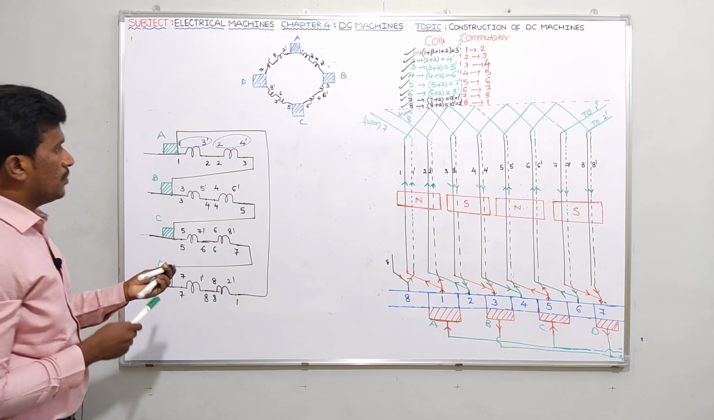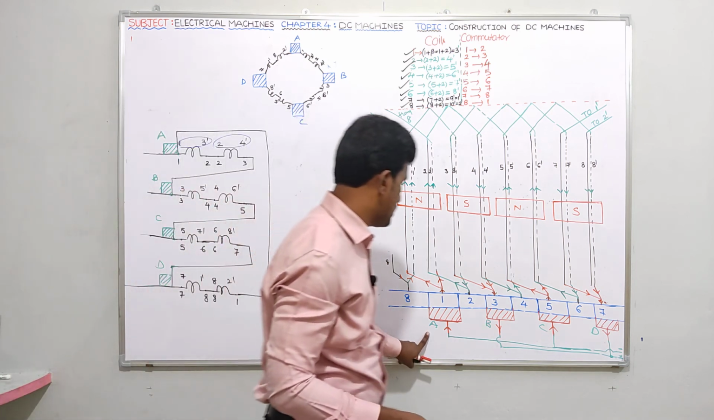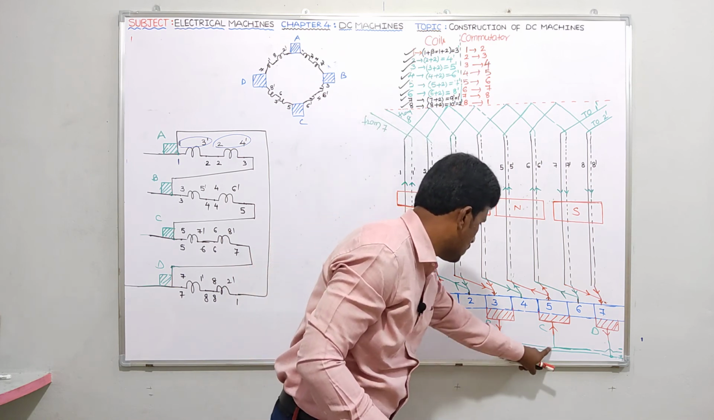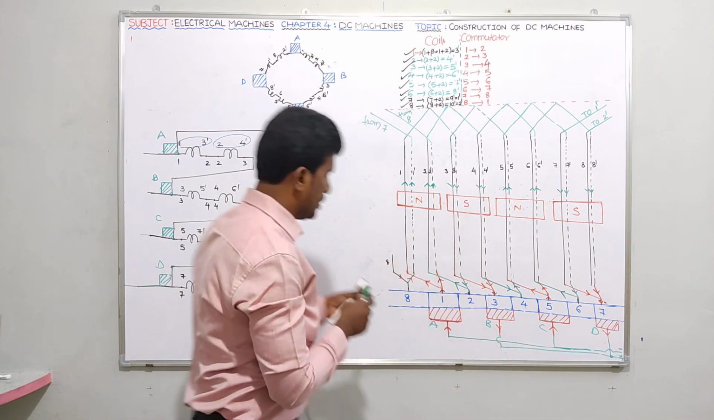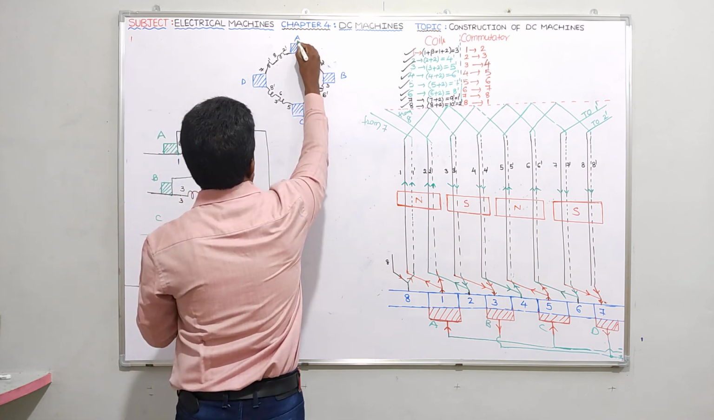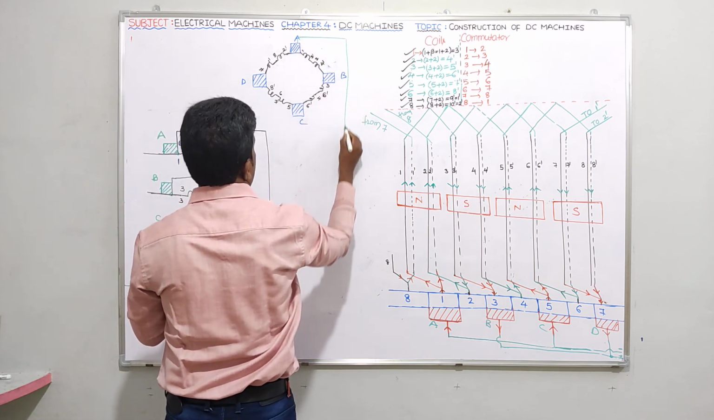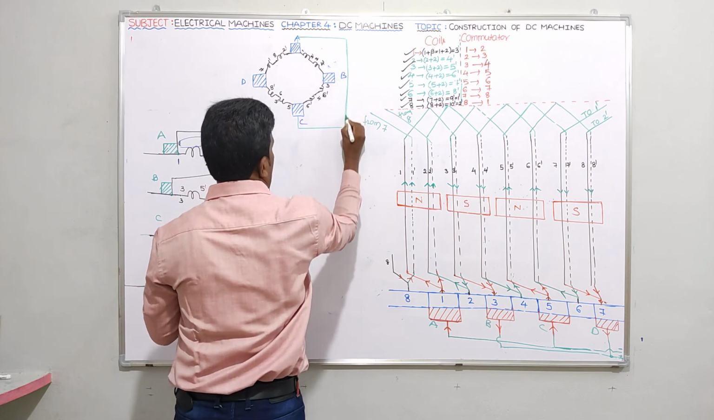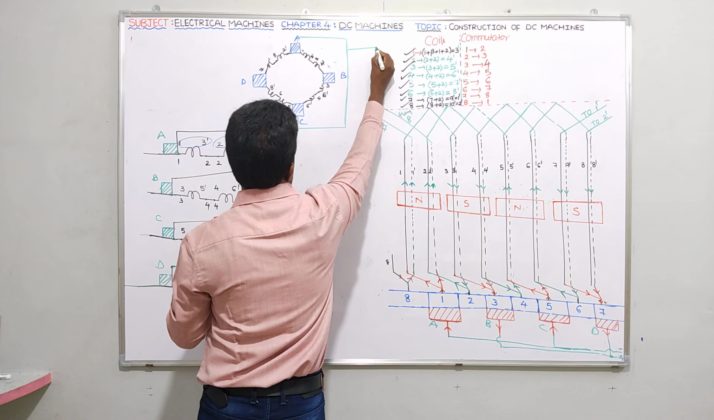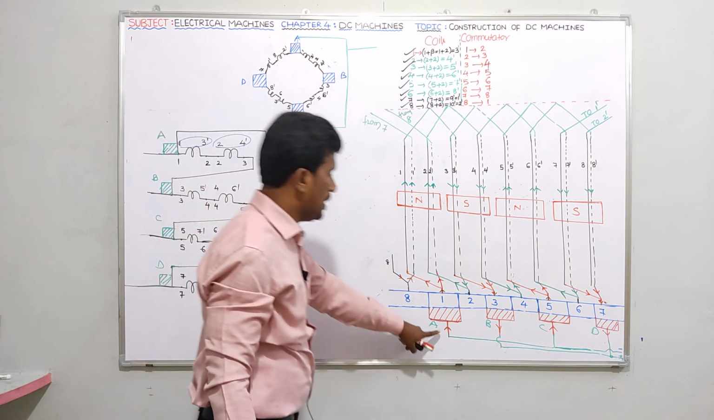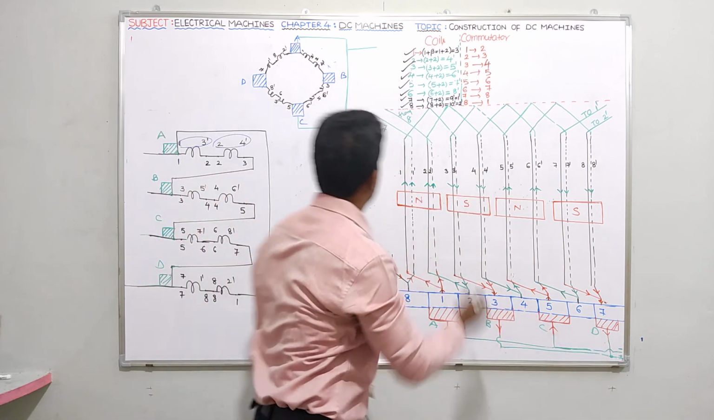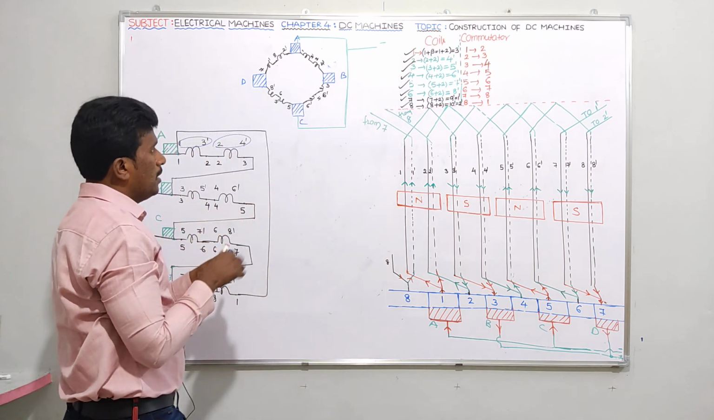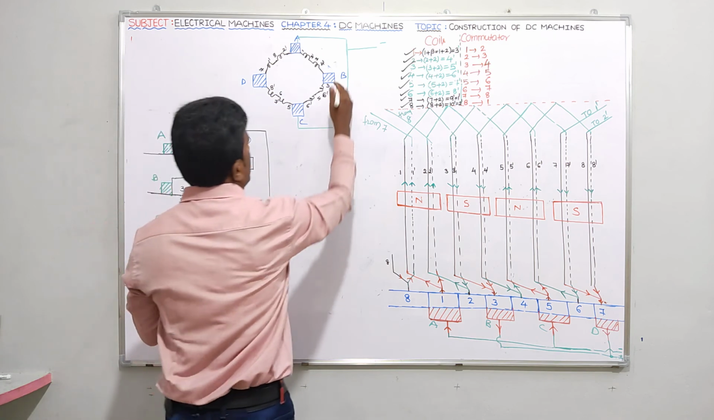And I told one more thing. Among these brushes, which brushes are shorted together? A brush and C brush are shorted together, so let me short them. I think you might know what terminal name I had given for A and C: minus. So let me give minus here.